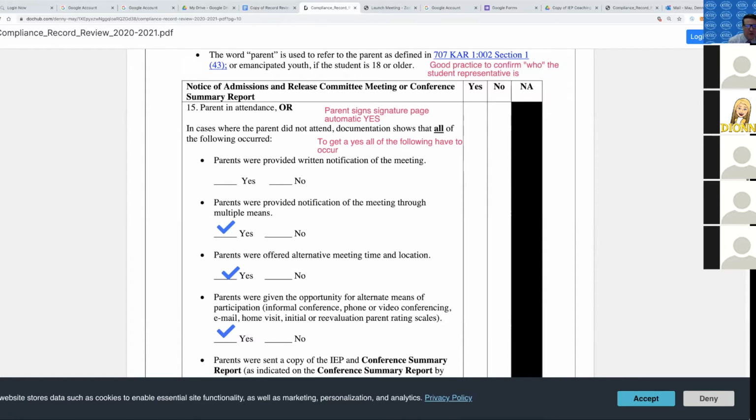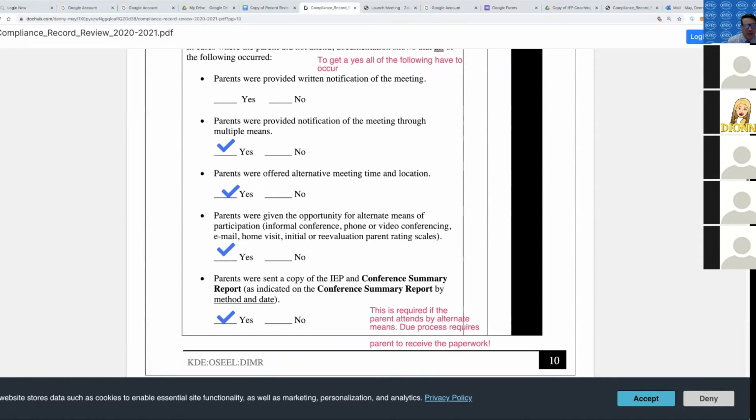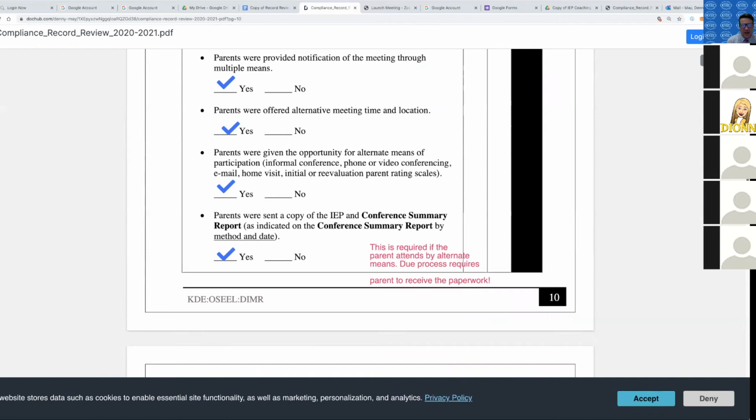Parents were provided notification of the meeting through multiple means. Parents were offered alternative meeting time and location. Parents were given the opportunity for alternate means of participation, informal conference, phone or video conference, and you document that kind of thing. And then it comes down to this last one, and we're looking at the signature page on the conference summary, and we're looking to see if the parent didn't sign, but did the parent attend via alternate means?